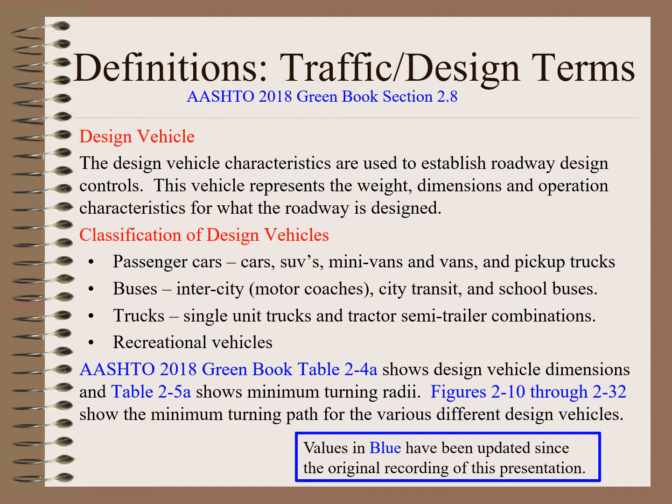In the AASHTO Green Book, Exhibit 2-1 of the 2001 version, you can see the design vehicle dimensions, and in Exhibit 2-2, you can see the turning radii. You can browse the Green Book through the various exhibits in this chapter to show all the minimum turning paths for the various different design vehicles.